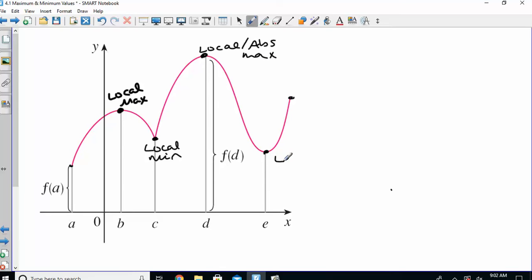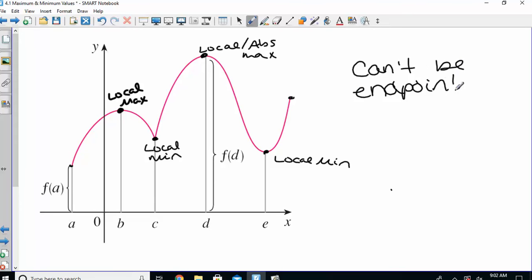This would be a local min. Local maxes and mins can't be endpoints. So the absolute can, but the local cannot. So this last point, I cannot call that a local max.